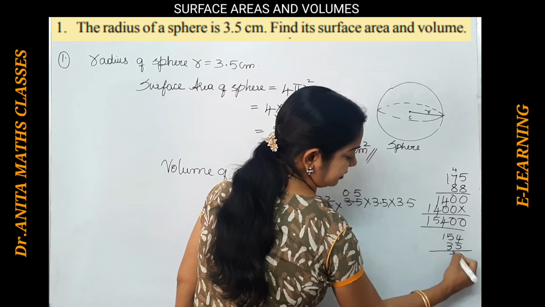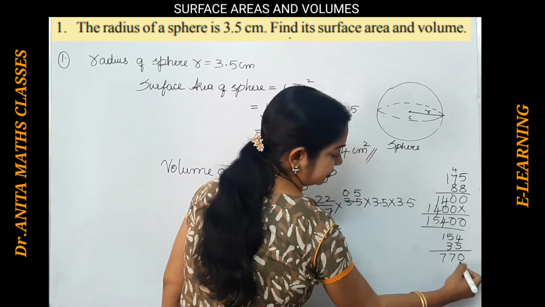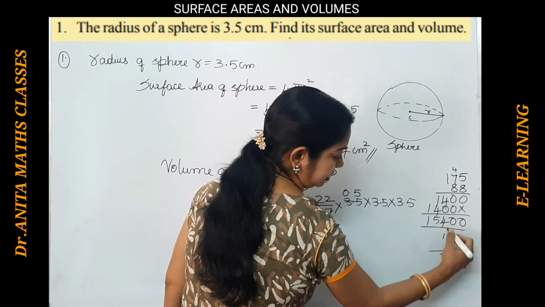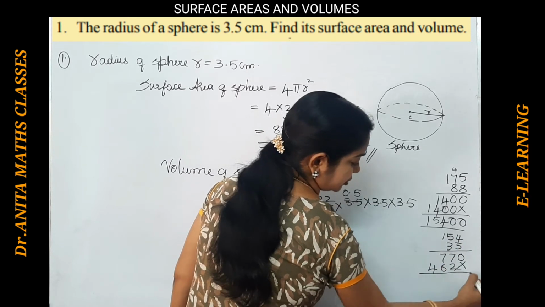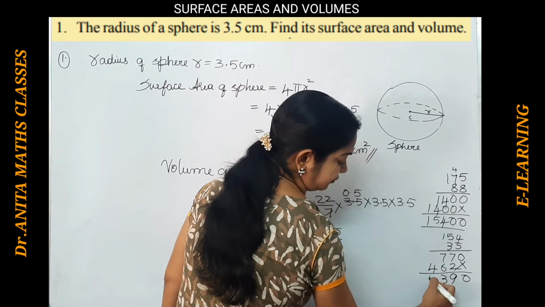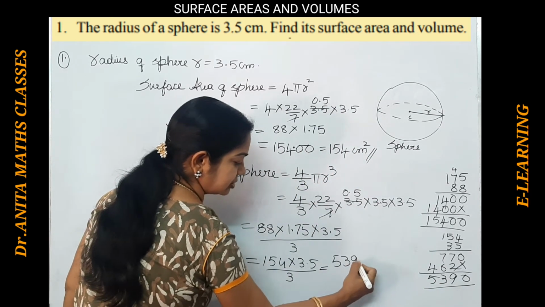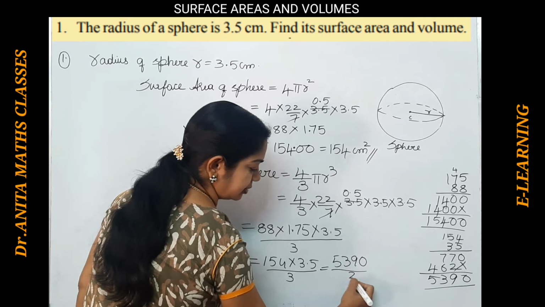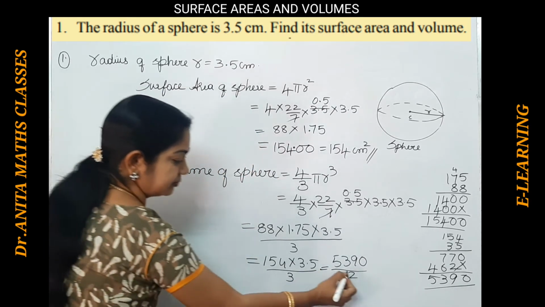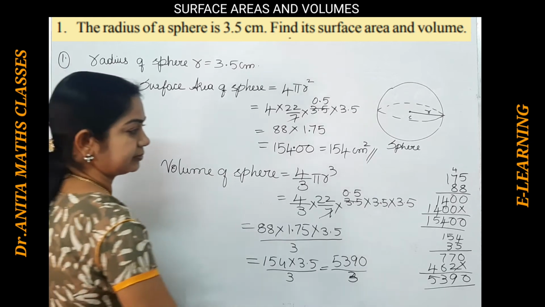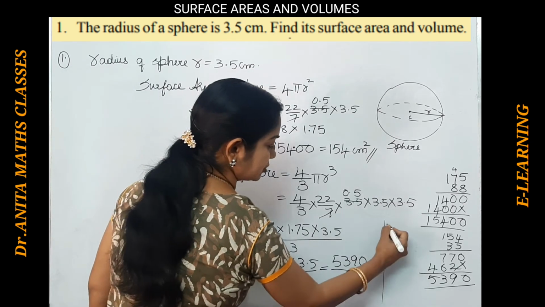20, 27, 2, 5 ones 5, 7, right? So 3 4s 12, 15, 16 here, 3 ones 3, 4. So 0, 9, 3, 5. So this comes to 5390 by 2 and by 3 here, right? So let's do the division part also.